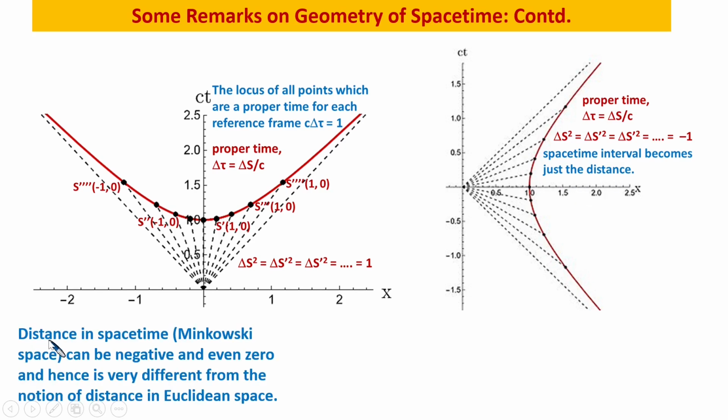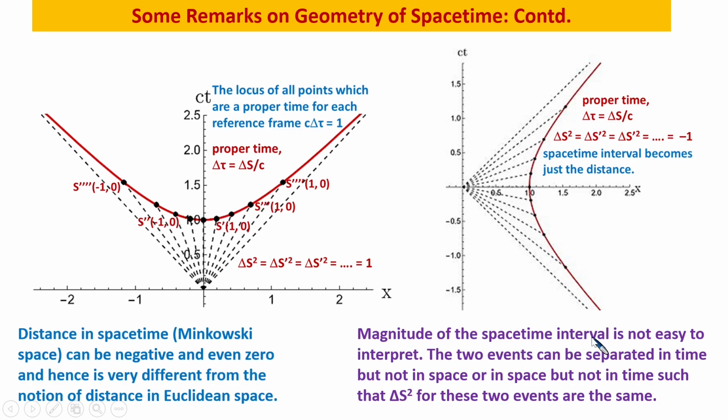So here I would like to mention that distance in space-time in Minkowski can be negative or even 0, and hence is very different from the notion of distance in Euclidean space. And second point, the magnitude of space-time interval is not easy to interpret. The two events can be separated in time but not in space, or in space but not in time, such that delta s square for these two events are the same. So it is difficult to interpret this space-time interval, and it can be positive, it can be negative, and whether this separation is in space or in time is unclear because you have mixed the space and time coordinates together in the Minkowski space. Okay, now we will discuss some relativistic dynamics.